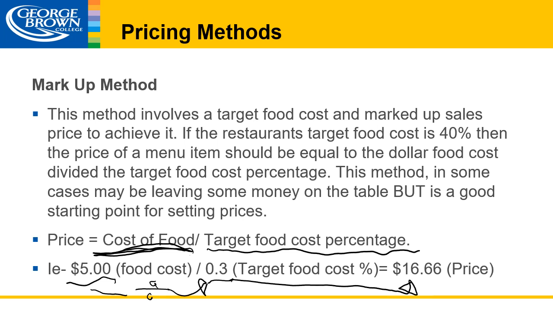That means that every single time I sell that salad, I know that 30% of the price is going to cover the food cost. Okay, leaving 70% of the price, which is technically your contribution margin, which we'll talk about next week, to go and cover your fixed costs and provide for a profit. Okay.